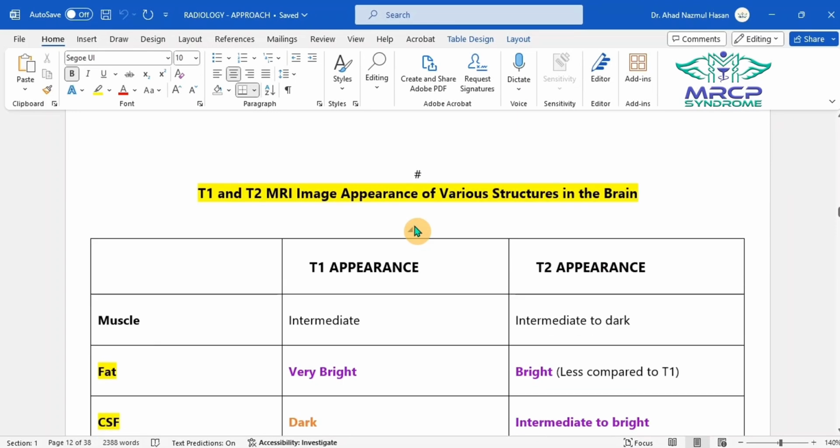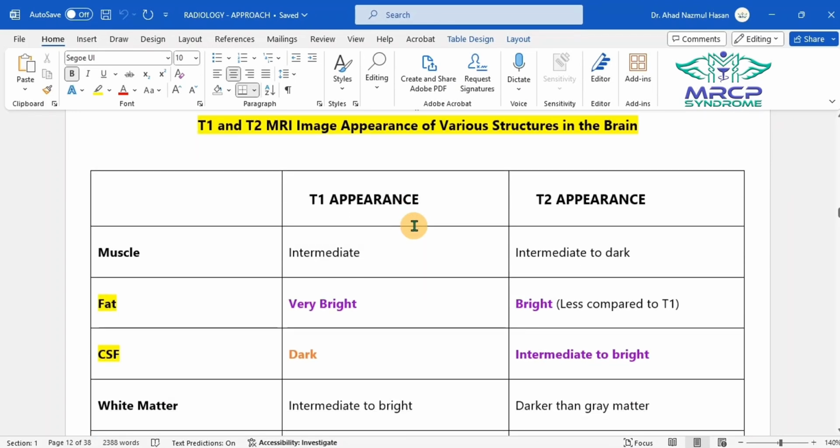So next one is the chart, the T1 and T2 MRI images appearance of various structures in the brain, and you need to memorize this chart for proper diagnosis. So what should be the color of fat component in T1? Bright. And in case of T2? T2 also will be bright. Both the fat components would be bright both in T1 and T2. And if we compare between T1 and T2, usually this is more bright in case of T1.